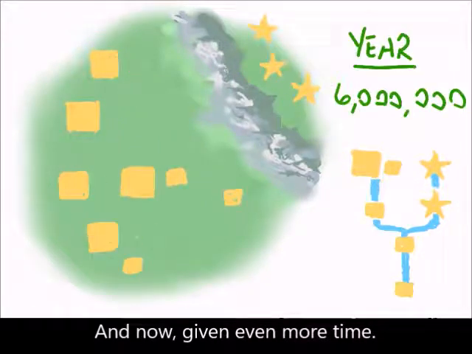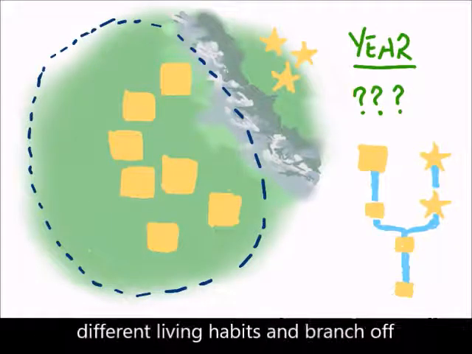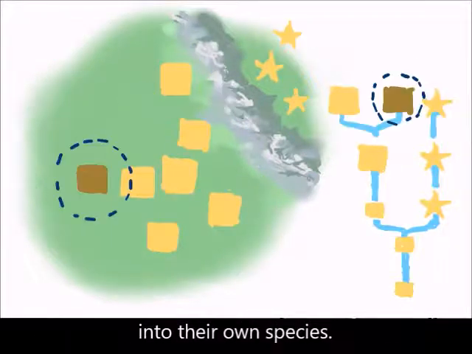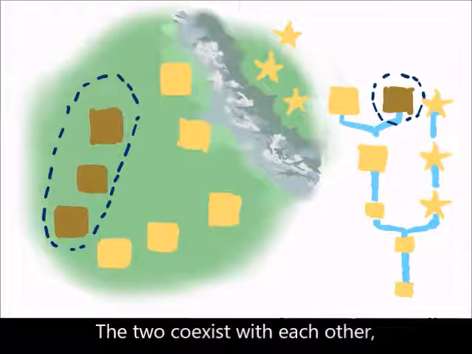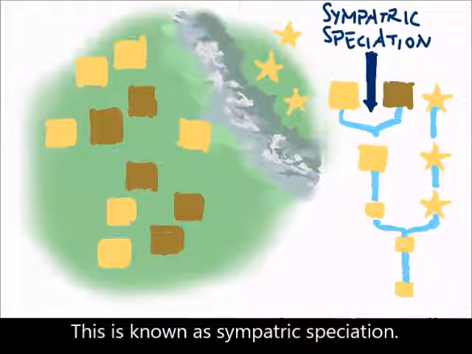And now, given even more time, some in this bigger population might develop different living habits and branch off into their own species. The two coexist with each other, but can no longer breed. This is known as sympatric speciation.